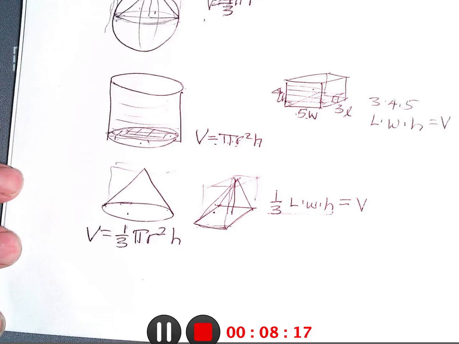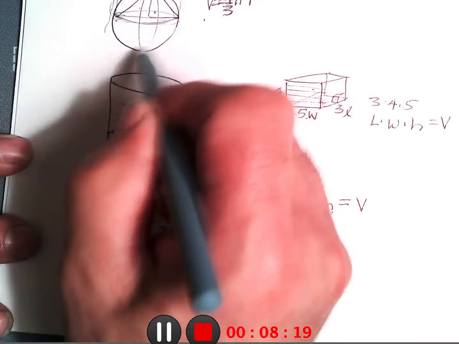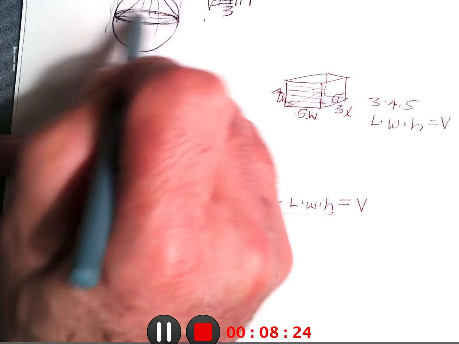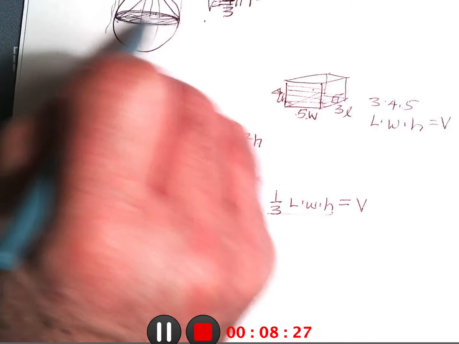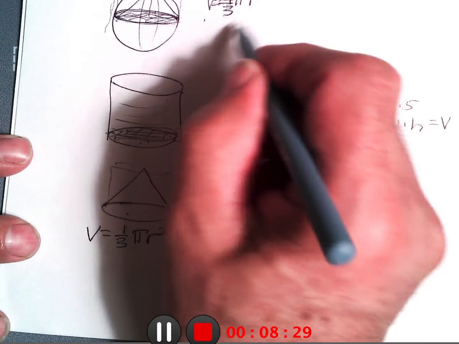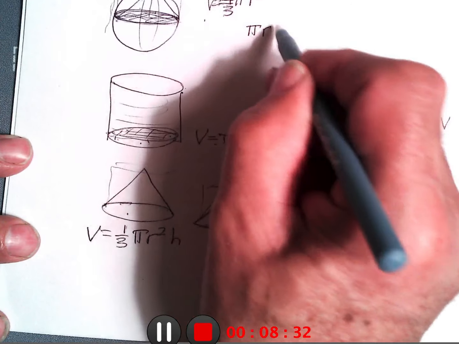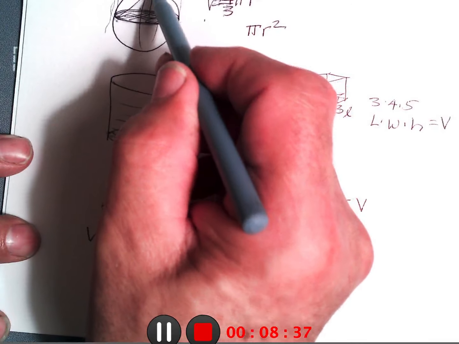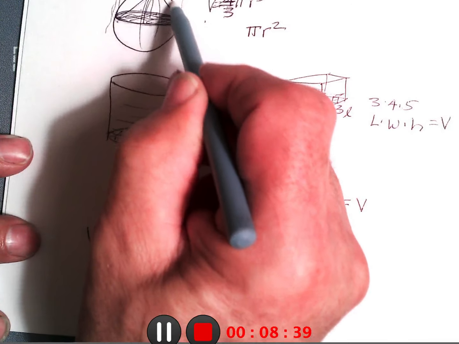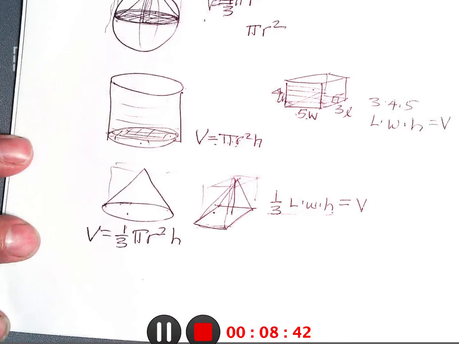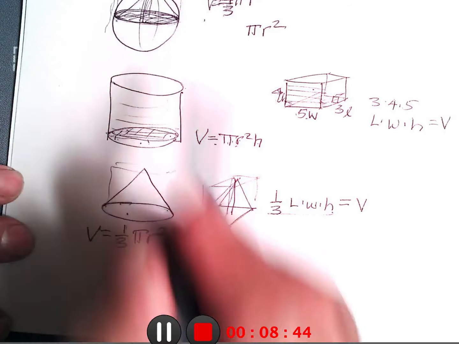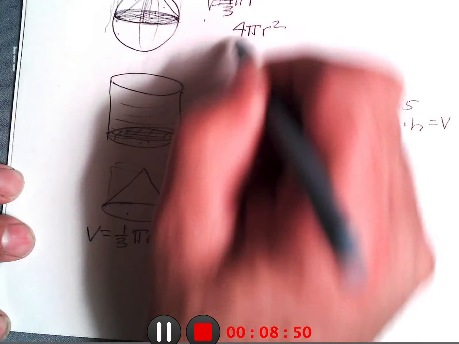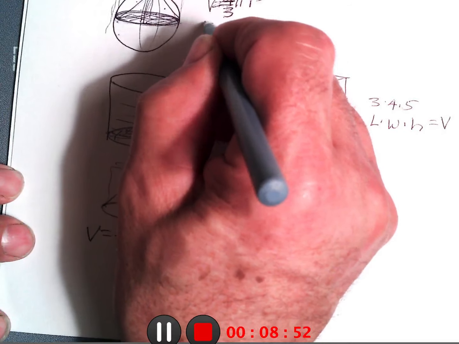Now, what's the surface area of a sphere? Well, if you figure out the area of the circle right here, that would be just pi r squared. If you take that circle and reshape it to cover the sphere, it turns out to be enough to cover half of the hemisphere. So to cover the whole sphere, it's 1, 2, 3, 4. 4 pi r squared is the surface area of a sphere.